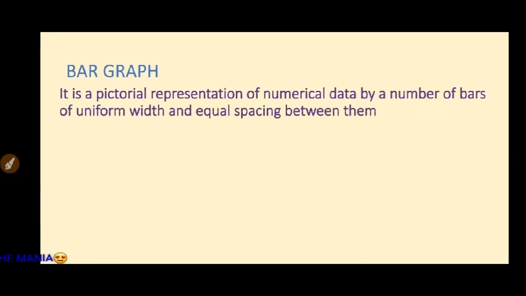Next, we are going to discuss how to draw bar graphs. A bar graph is a pictorial representation of numerical data by a number of bars of uniform width and equal spacing between them. So let us take up an example to show how the bar graph is drawn. We will be studying two types of bar graphs. The first one is called single bar graph. To explain it, let us take this example.